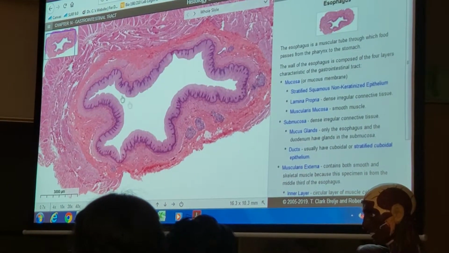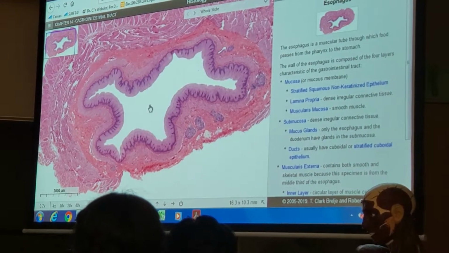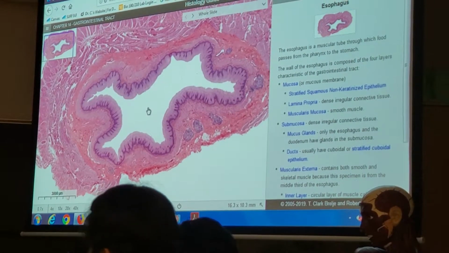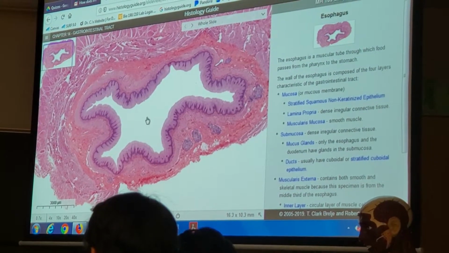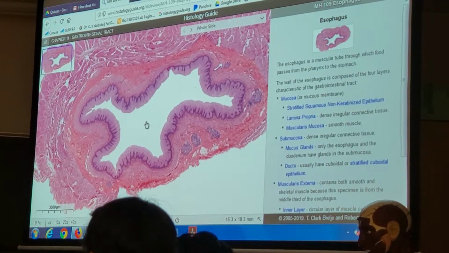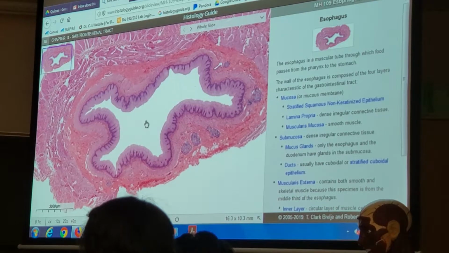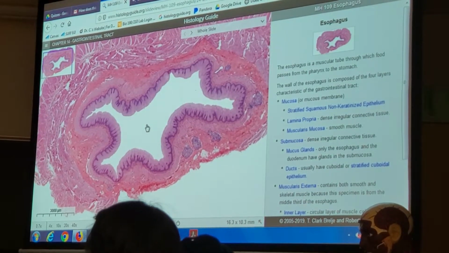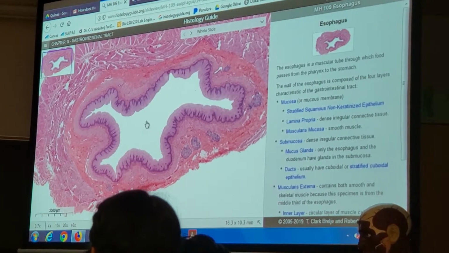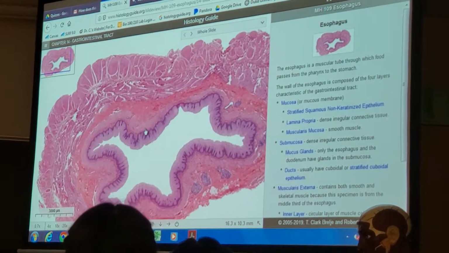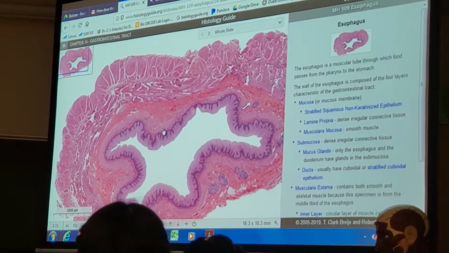You'll notice that the esophagus has all these folds in it. When it's at rest, it's pretty much collapsed. When you have food in it, it expands. It expands only because it has these longitudinal folds running down it. Because stratified squamous doesn't stretch. Only transitional stretches. So we have to have folds in it so it can accommodate large boluses of food. Any questions on esophagus?